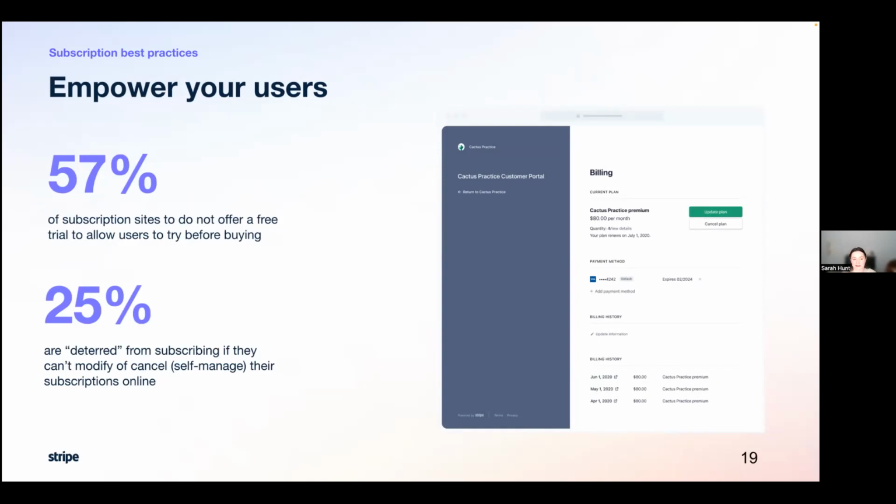57% of subscription sites do not offer a free trial to allow users to try before buying, which we really feel is a wasted opportunity, because if you can collect the card information and collect the permission for the subscription to happen at, say, the 7-day point or 14 days, a month, whatever the case may be, after you create it, people are typically quite comfortable availing, and they want to try out your service before they're fully committed. But we find that the number of people who actually cancel the subscription before that first payment is relatively small. So this is a real opportunity for businesses to take a win.